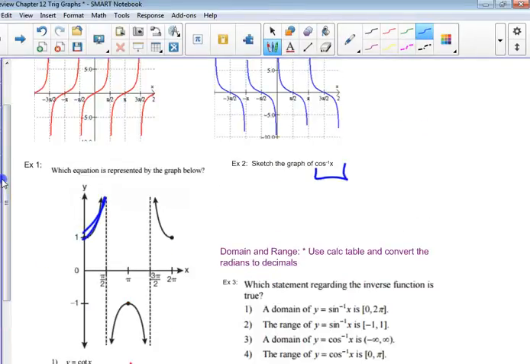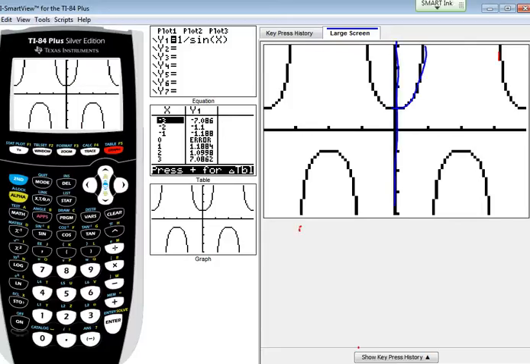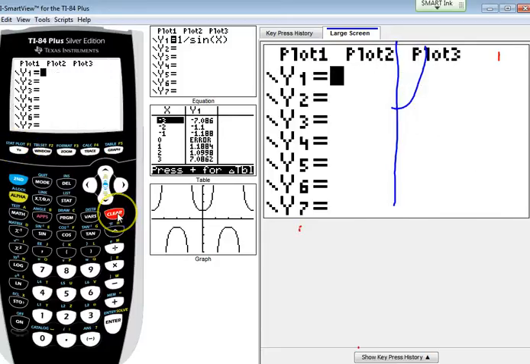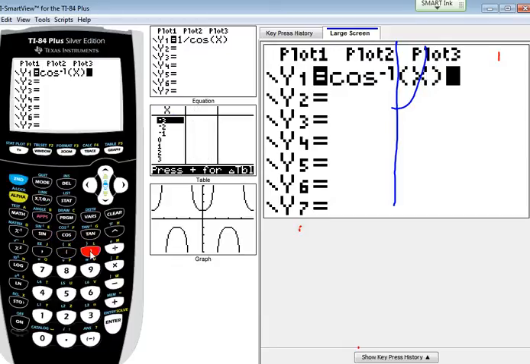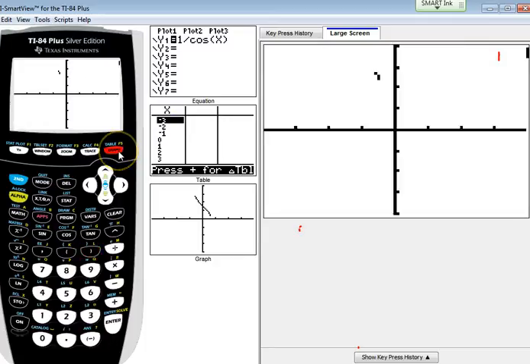Okay, so cos negative 1 of x. Do you guys remember how to get that? Arc, yeah. Second cos. Nice. It's like the arc cos. Right, the inverse. So we did second cos. Right, we graph it.